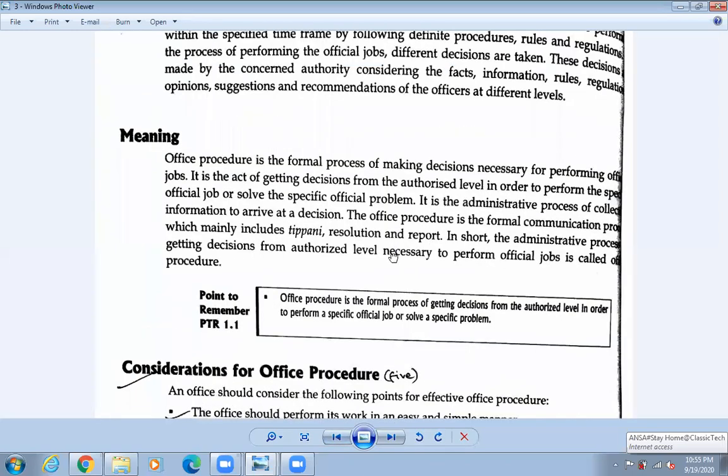Actually, office procedure is the process of making decisions. Suppose you need money. What do you do? You communicate with your mother. The mother is the middle level, because in most families the father is earning and is the head of the family, and you are closer to your mother.